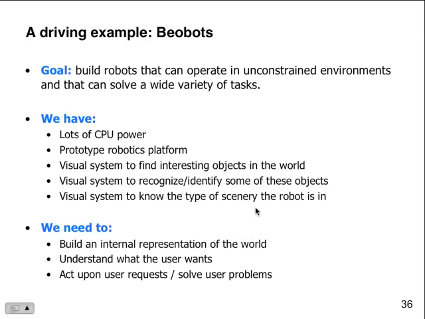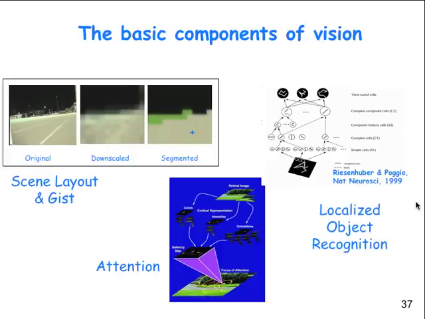And then we're going to have different types of sensors for the objects, if they hit something, if they see something. And what do we need to do? Build an external representation of the world, understand what the user wants, and then act upon those requests to solve the user's problems. So this is sort of like the problem definition stage of the solution.